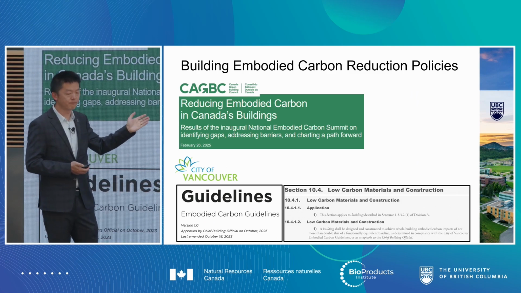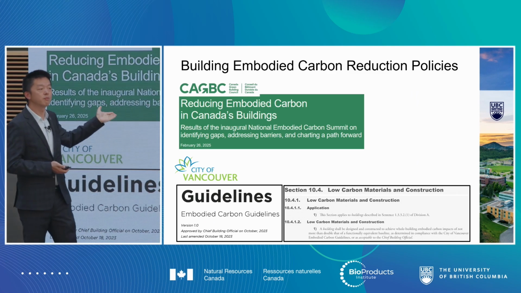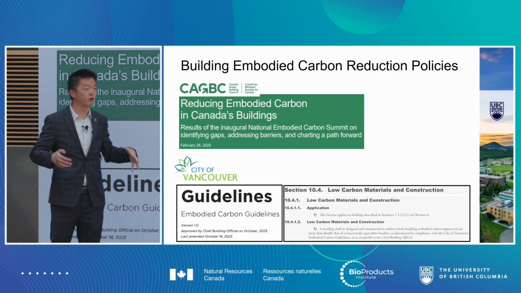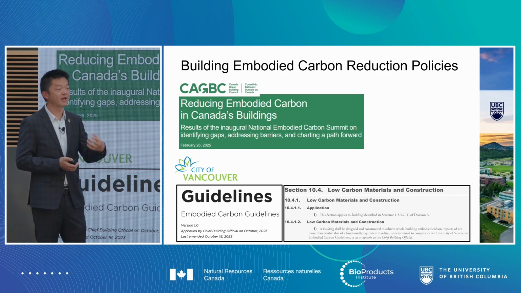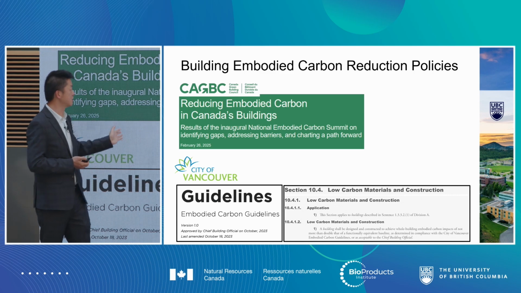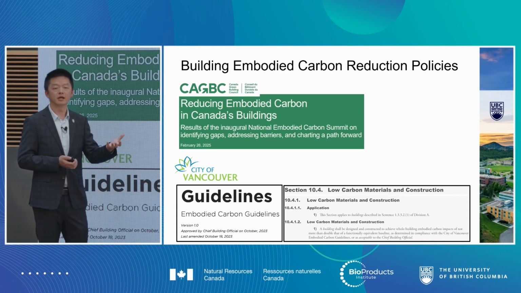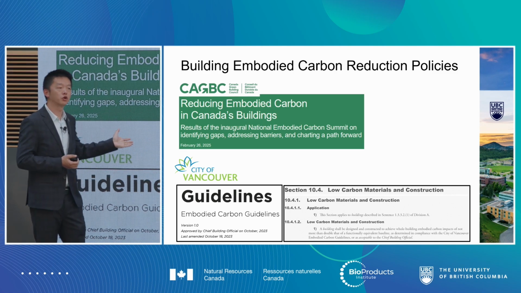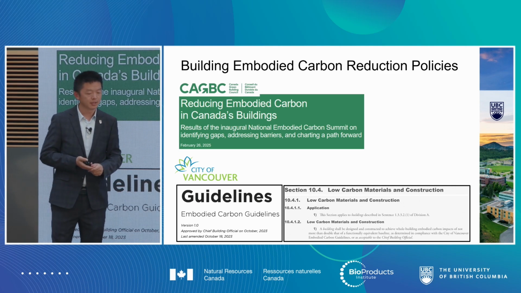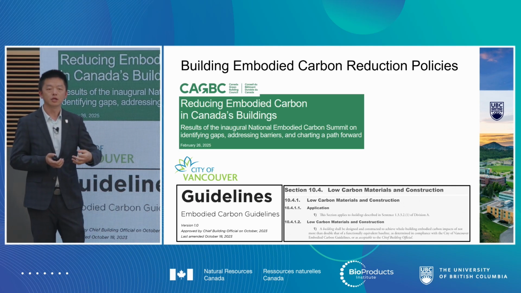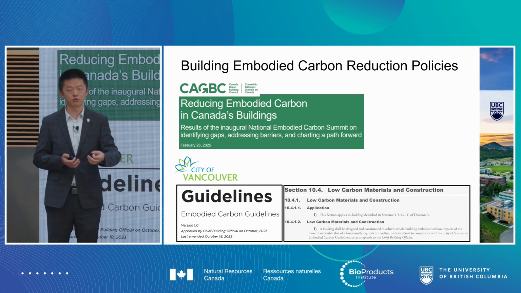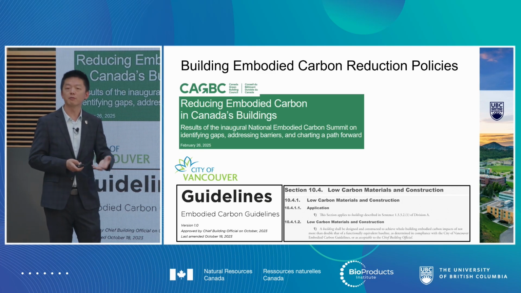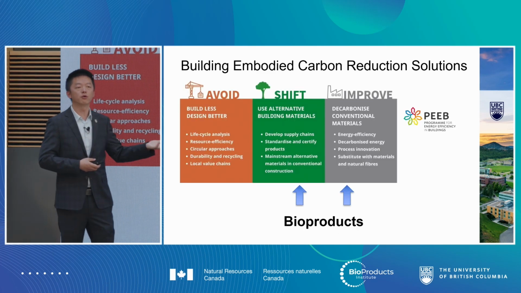That's why you can see the Canada Green Building Council starting to make policies by inviting people nationwide to provide suggestions. Last year they had a summit trying to develop embodied carbon guidelines for the whole country. And the city of Vancouver is always a pioneer in reducing embodied carbon. They already have guidelines that mandate building developers to declare the embodied carbon in their material use, which brings us to our topic: how to reduce embodied carbon.